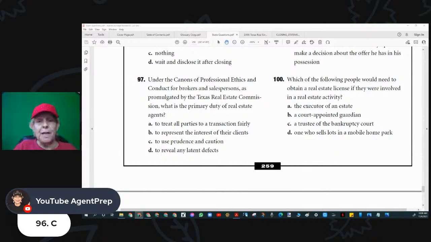Fidelity, the first duty under Texas Real Estate Commission canons of professional conduct, calls for the licensee to place the interest of the principal or client, right? The principal and the client is the same, above all other interests, including our own. So we're getting paid by the seller, or by the listing agent when we represent the buyer. So they are our priority. So 97B.